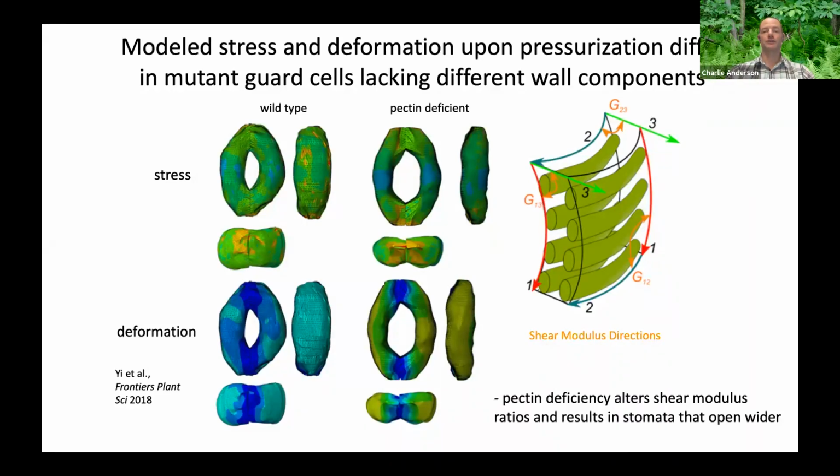And we found that the shear modulus in particular in these pectin deficient guard cells might be responsible for their propensity to open wider in response to stimuli that induce opening, like light or the drug fusicoccin that I introduced earlier. So it's really this shear modulus that is happening between layers of the cell wall or between directions of elastic modulus in the cell wall that we think is altered by changing the pectin in this case, and that drives stomatal opening to a larger degree.